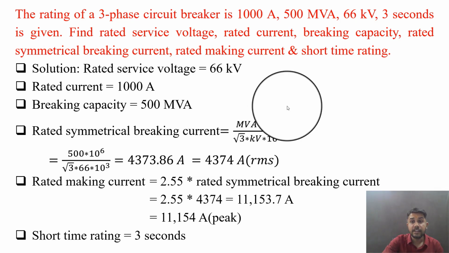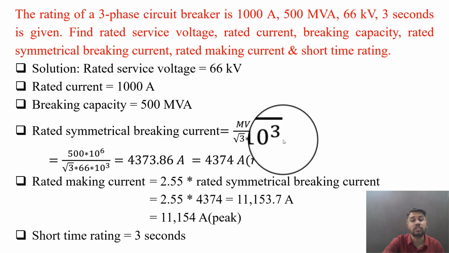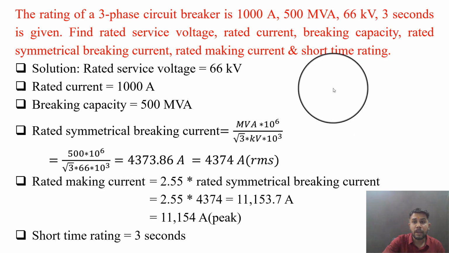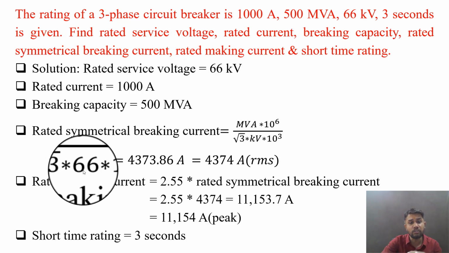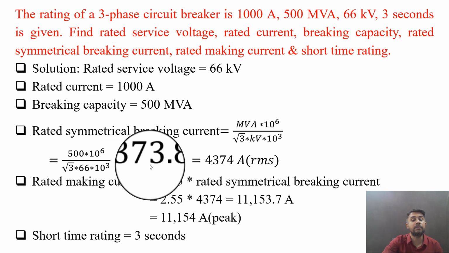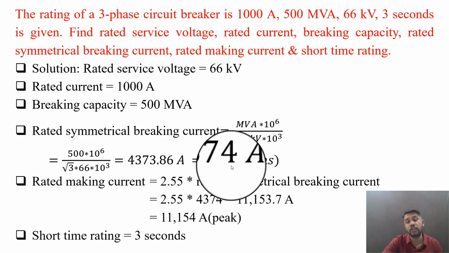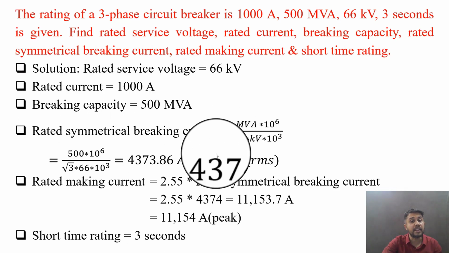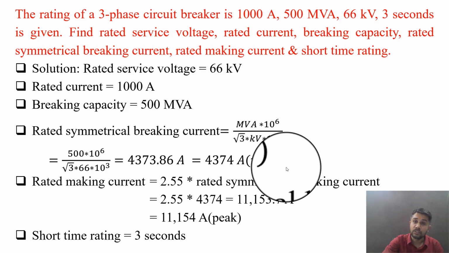So root 3 and kV, that is 66 kV. So it is in kilovolts, so 10 raised to 3 is multiplied. So by putting this value 500 into 10 raised to 6 divided by root 3 into 66 into 10 raised to 3, we get 4373.86 ampere, rounding off 4374 amperes in RMS. So this is the value of rated symmetrical breaking current, that is 4374 ampere in RMS.